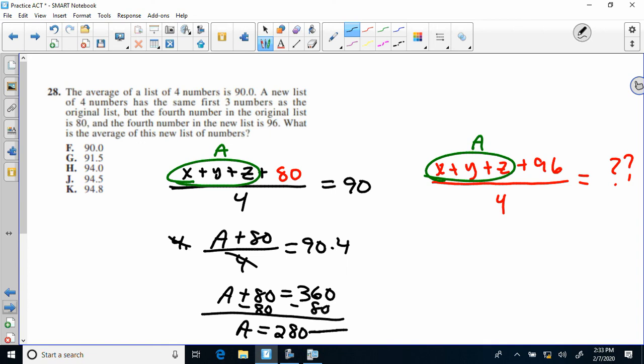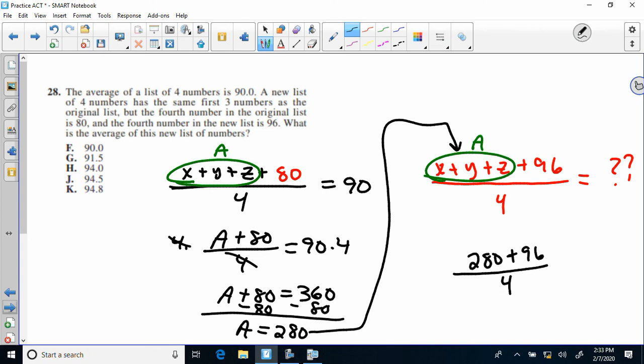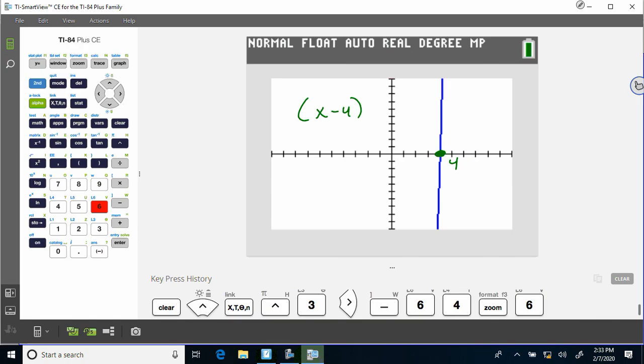So now I can take this 280 and I can plug it in for this A up here, because I know the first 3 numbers added to 280. So I'd have 280 plus 96 over 4 is going to equal the average of that, which is what they wanted me to know. So I'm going to do 280 plus 96 divided by 4.